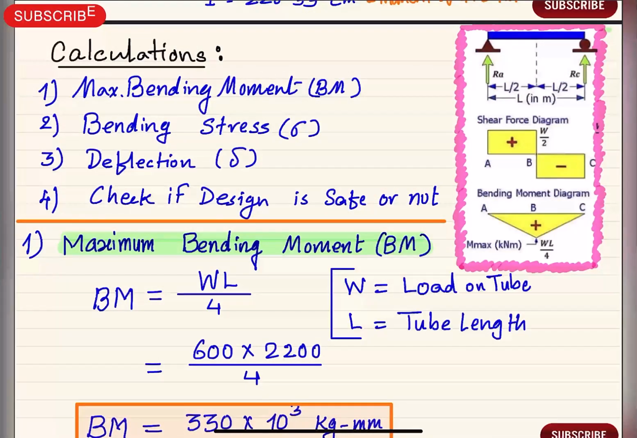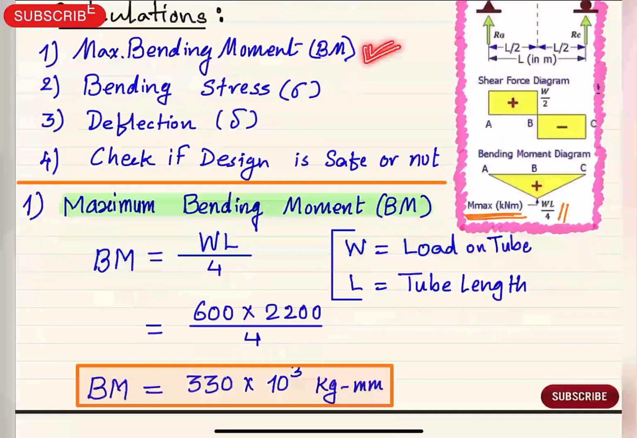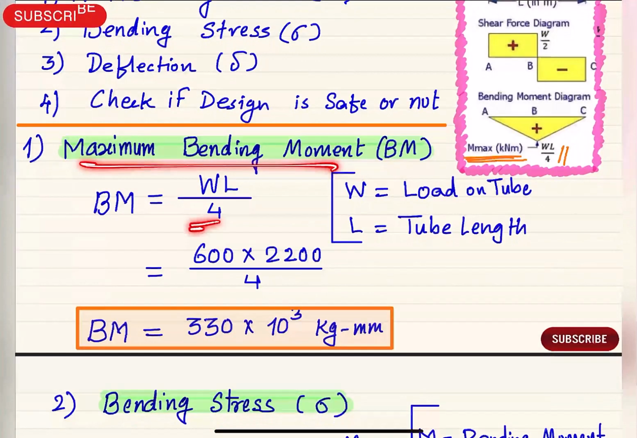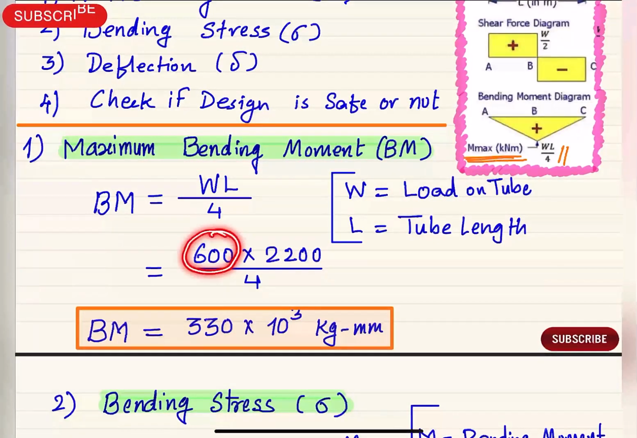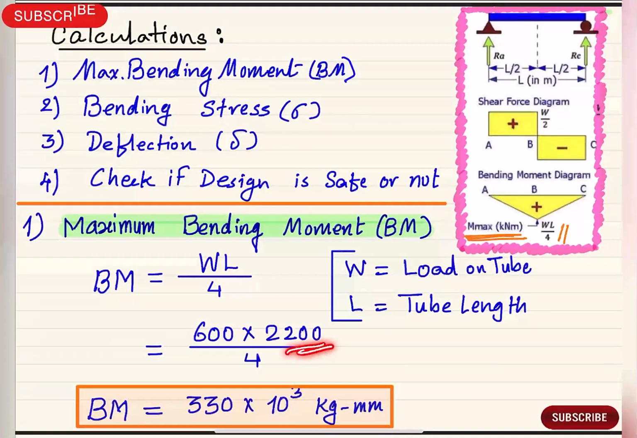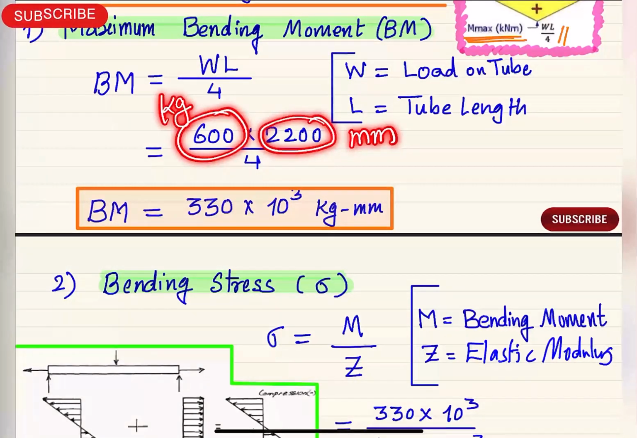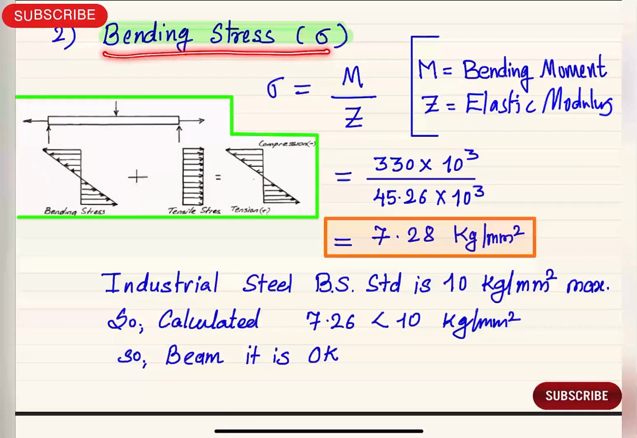Now we will see how to calculate the maximum bending moment. Now we have understood how the SFD and BMD come about and where this WL by 4 formula comes from. Maximum bending moment is WL by 4. The load we have is 600 kg and the length of the beam is 2200, and we are dividing that by 4. The answer is 330 into 10 raised to 3 kg mm, because 2200 is in mm and 600 is in kg.